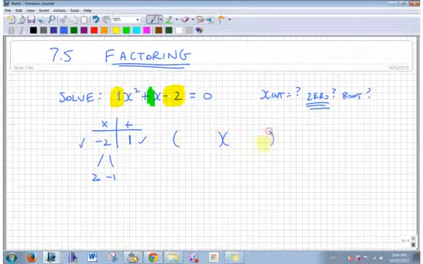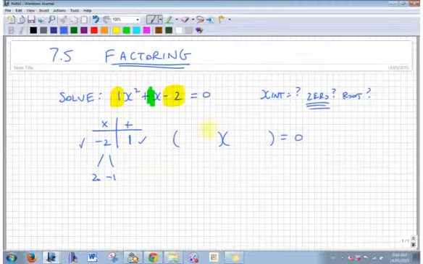So because this was a 1 out front, we can do this by inspection. I'm just going to throw down 2 sets of brackets. Grade 10, you didn't see this. That wasn't there. It was just factor. Get the skill so that when you're in grade 11, you can actually solve it.